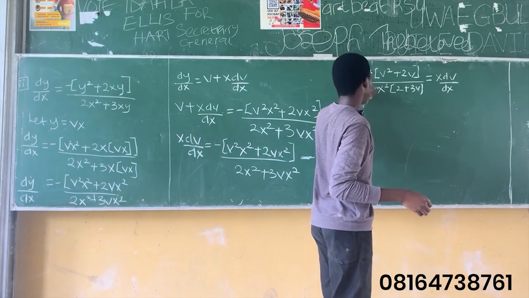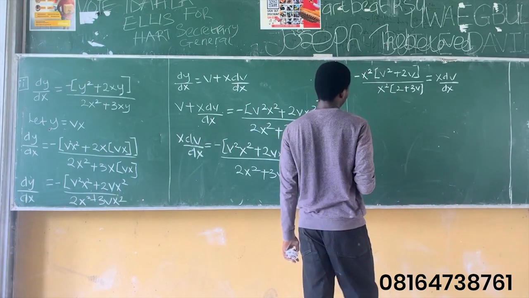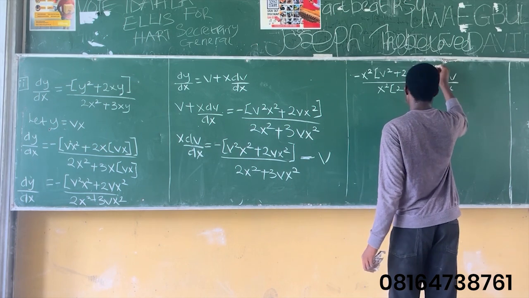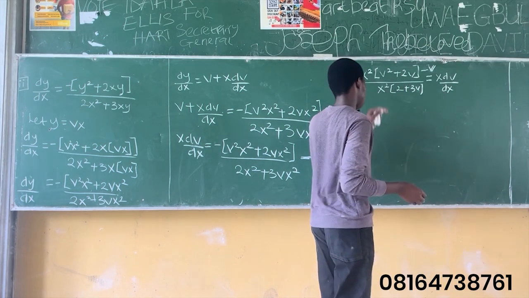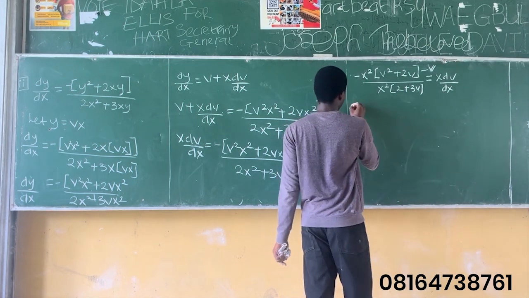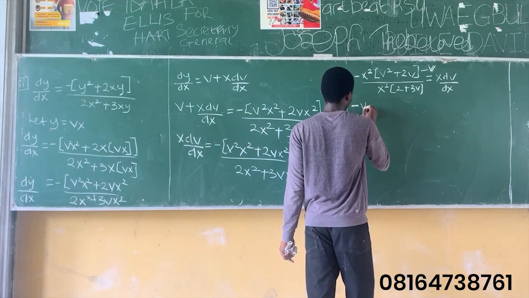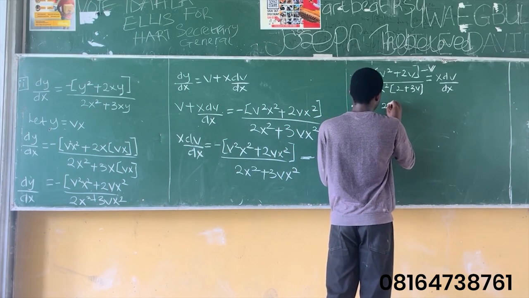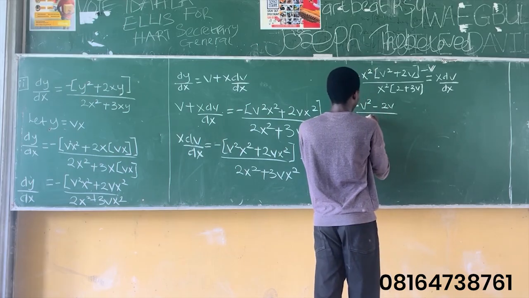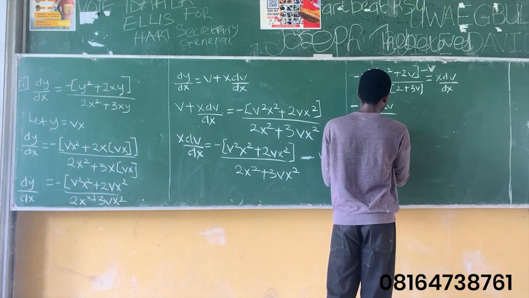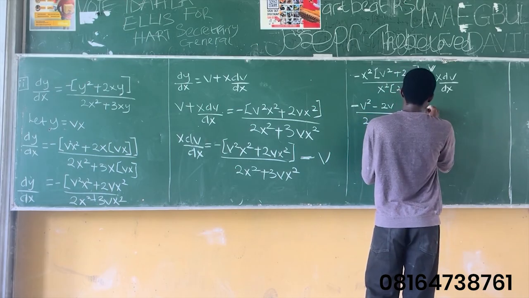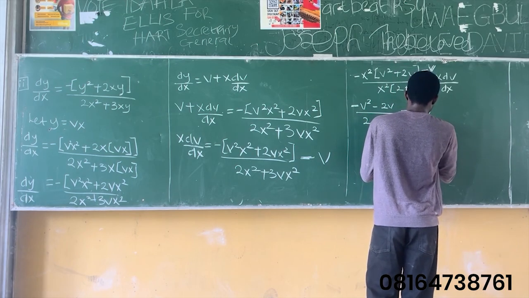So now these two parameters cancel out. Okay, we omitted our minus v. These two parameters cancel out. We'll be left with minus v squared, whereby this minus multiplies this, minus 2v, all divided by 2 plus 3v, which is equal to x dv over dx.